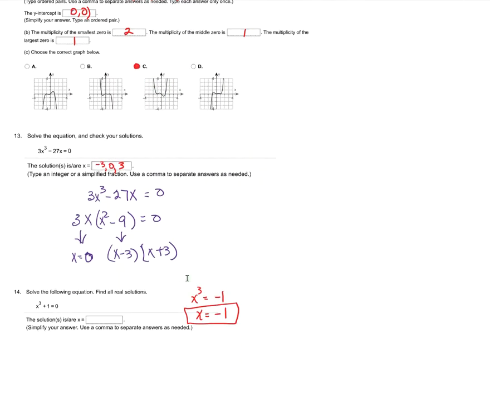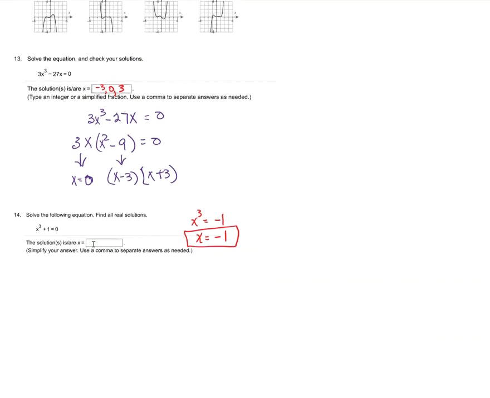Number 13, we are not doing this with graphing. We're solving this symbolically, or by our algebra, is what we're doing. So 3x cubed minus 27x equals 0. Factor that. Pull out 3x. You're left with x squared minus 9 equals 0. So this becomes one factor and gives you x is 0. This factors to x minus 3 and x plus 3, which gives you a positive 3 and a negative 3. So your three solutions are right there.